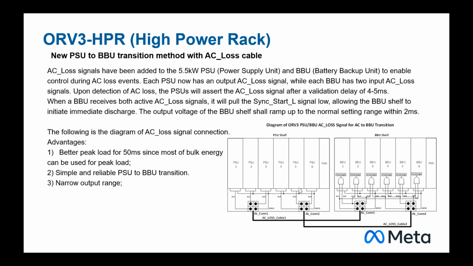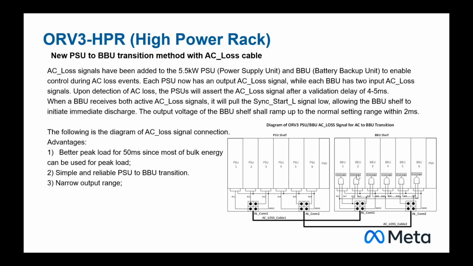And each BBU has 2 AC loss input signals. For example, BBU1 takes the AC loss signal from PSU1 and PSU2. BBU2 takes AC loss signal from PSU2 and PSU3. So only when both AC loss signals are true for a BBU, the BBU will start to discharge. And in the meantime, it will pull the sync star signal low. Sync star signal is the signal connecting all the BBUs together, including different shelves. And if one BBU gets 2 active AC loss signals, it will start discharging all the BBUs in the rack.